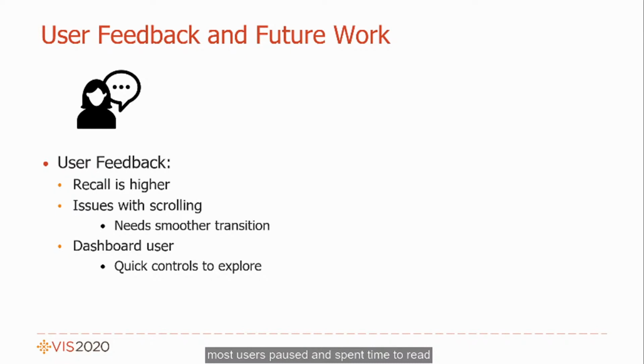Most users paused and spent time to read the insights, which we think links to engagement. And several users indicated they were able to recall the insights for a longer time. Users who are mostly exposed to KPI reporting dashboards also expressed need for more controls to explore the story pretty quickly, as opposed to a long form narrative. An area of improvement could also probably be a more controlled and smoother transition through narratives while scrolling through the grid, because it seems to hang up a little bit.